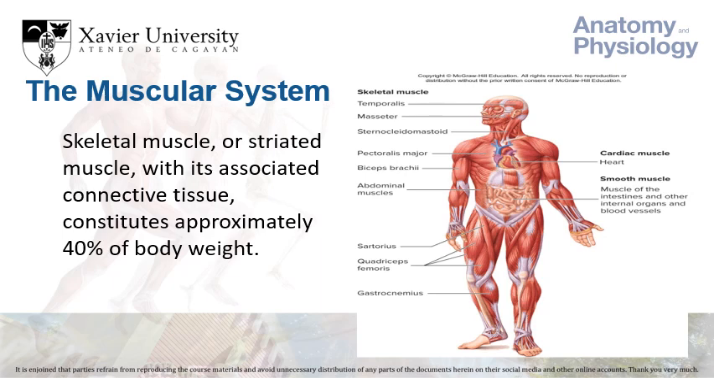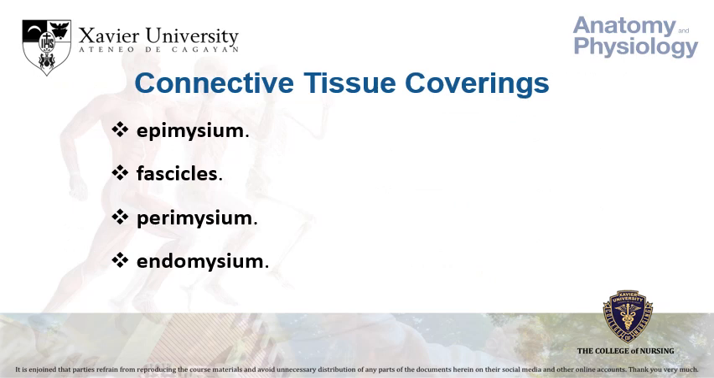Individual skeletal muscles such as the biceps brachii are complete organs as a result of being comprised of several tissues: muscle, nerve, and also connective tissue. Connective tissue coverings of a muscle include epimysium, fascicles, perimysium, and endomysium. Each skeletal muscle is surrounded by a connective tissue sheath, and this is called your epimysium.